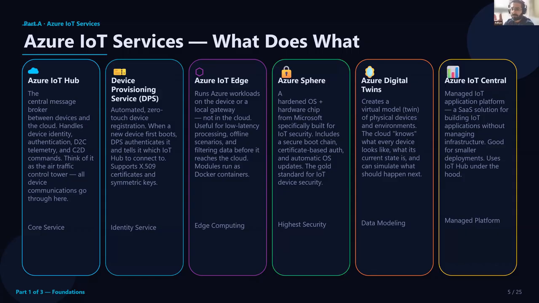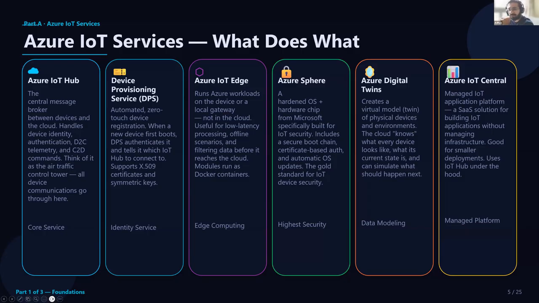The Device Provisioning Service, DPS, solves the onboarding problem at scale, instead of manually registering every device. DPS lets devices self-register using group enrollments, and then assigns them to the right IoT Hub automatically. Then Azure IoT Edge runs Azure modules locally on the gateway device. It reduces latency, and it enables offline scenarios.